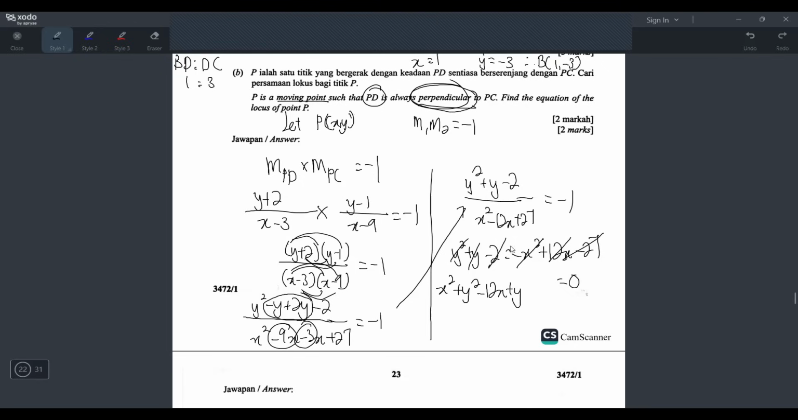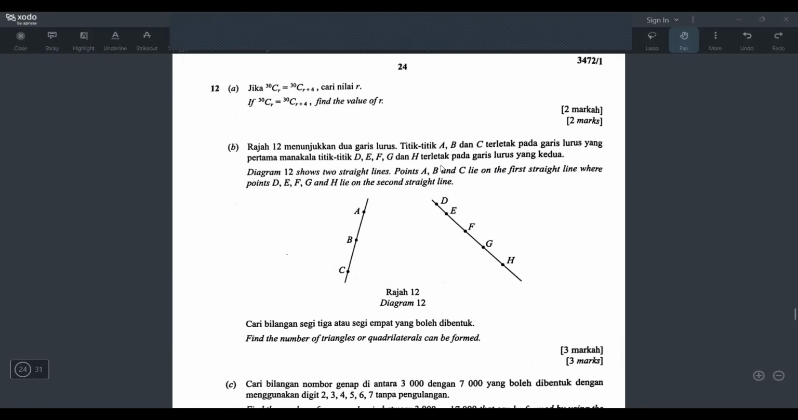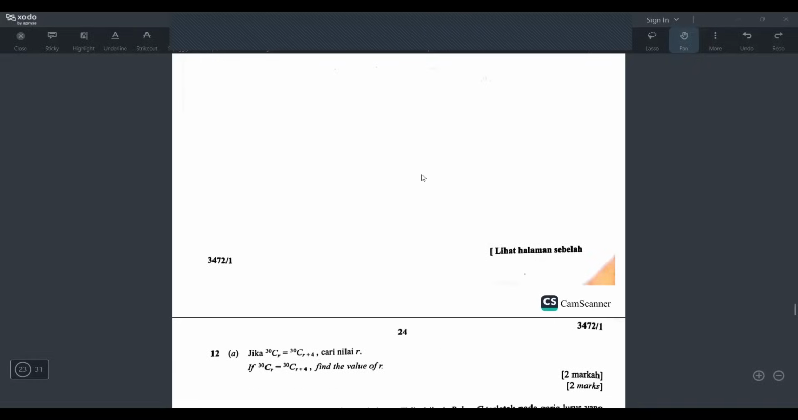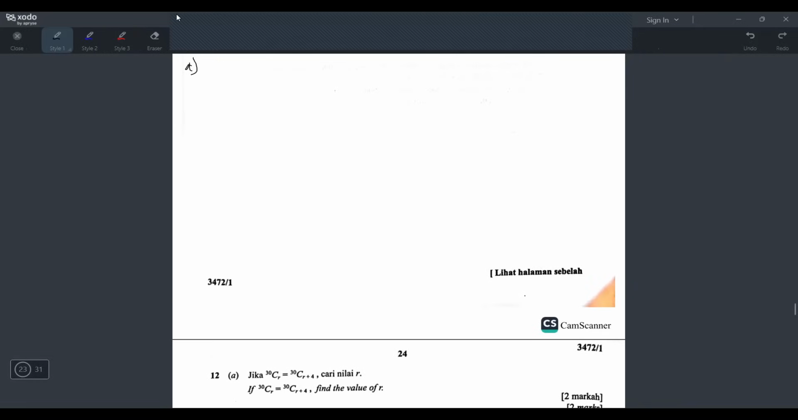Okay, if you tekan calculator, -2 plus 27, you will get plus 25. And this is the answer. Alright? So x square plus y square minus 12x plus y plus 25 equals 0. Okay? Okay, sudah siap. Okay, let's continue with question number 12. Okay, for the working, I will do it up here. Okay, number 12A, let's go.